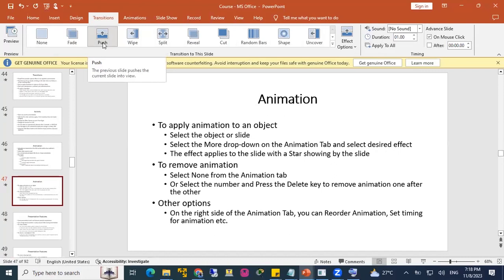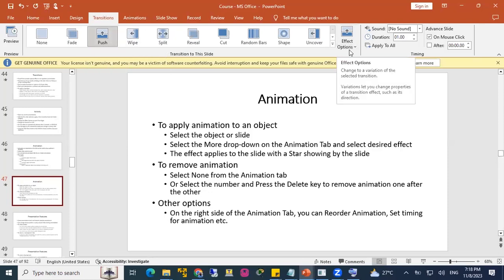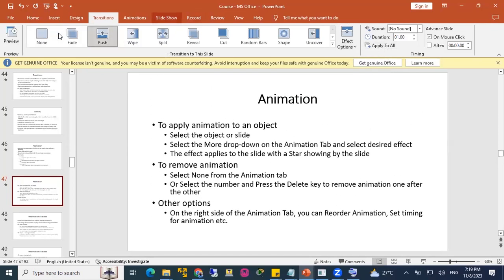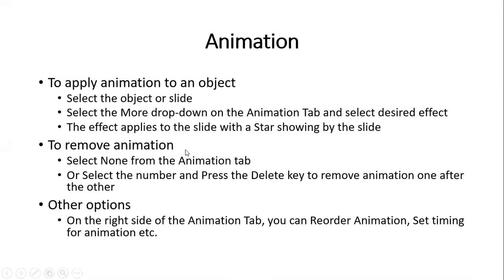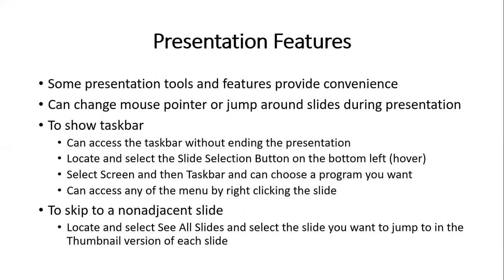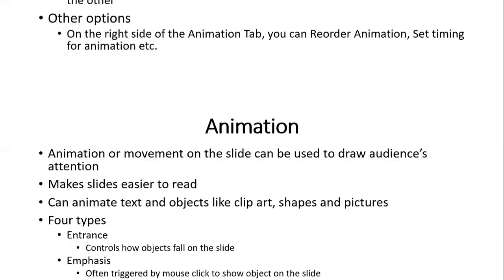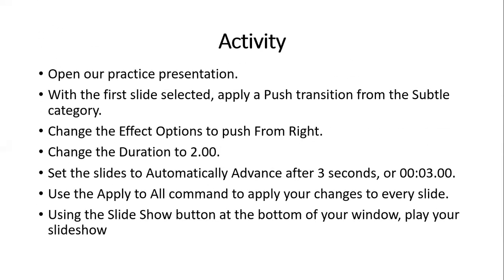Once I select the push, the default is pushing from bottom to top. Now you can go to the effect options. When you select the effect options, you have the option of pushing from the left, pushing from the right, pushing from the top. So if you feel like pushing from the left is not good, you can select pushing from the right. I'll do from the top and apply it to all. And then I go back to the slideshow. When I go next, the same thing happens. Next, the same thing happens. When I go back, the same thing happens. So this is what I want to happen to my slide.